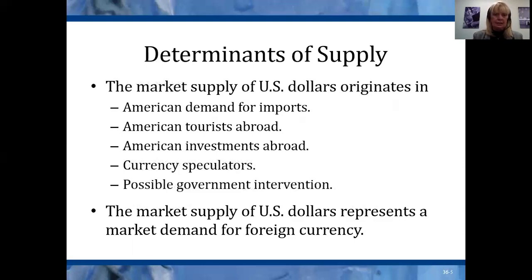And then we have these last two, which are also determinants of demand. You have currency speculators, which may be selling certain currencies to buy other currencies, expecting changes in the exchange rate that they can take advantage of and profit from. Or you might have government interventions. In certain cases, a government might choose to sell some of its currency into the market to stabilize its exchange rate. The market supply of US dollars represents a market demand for foreign currency. It's always balanced.